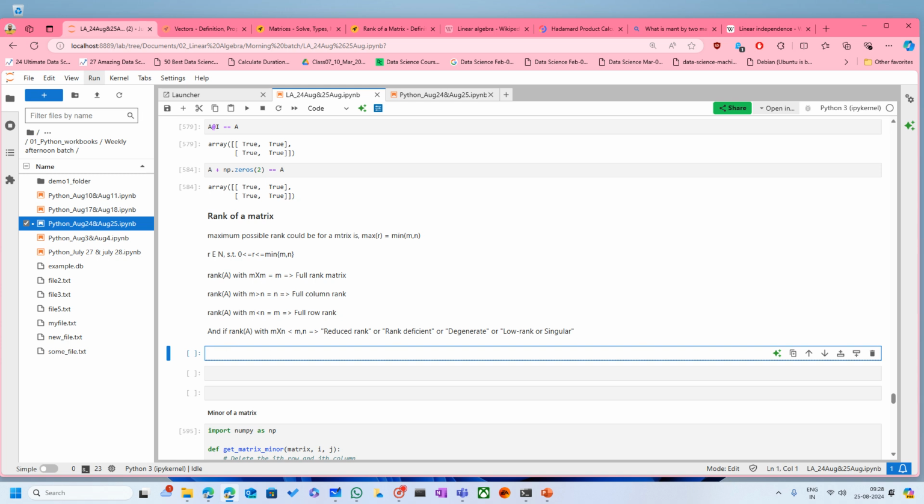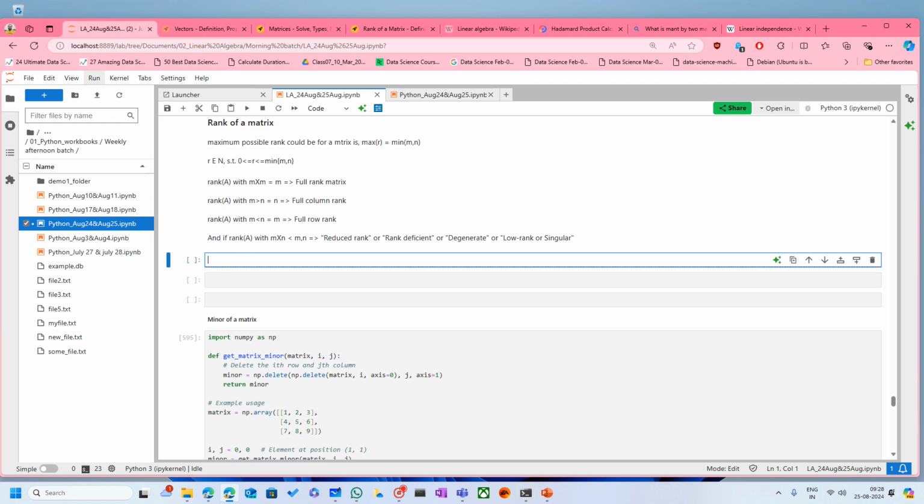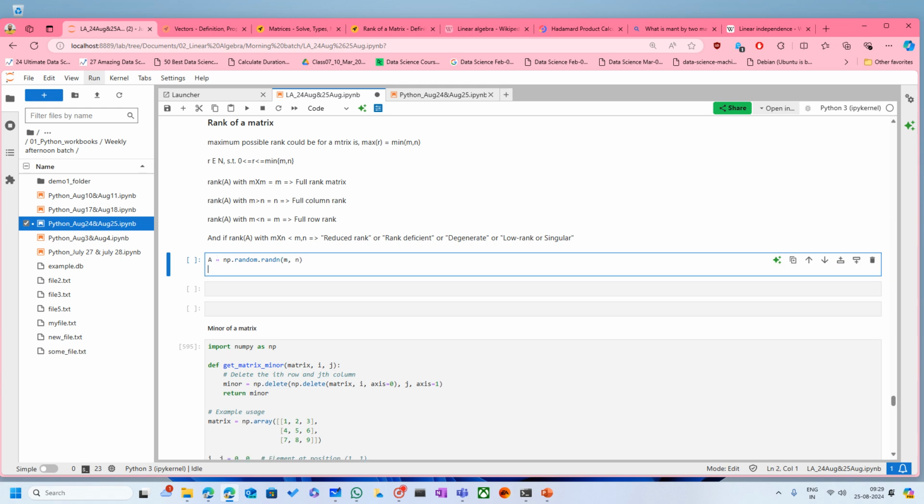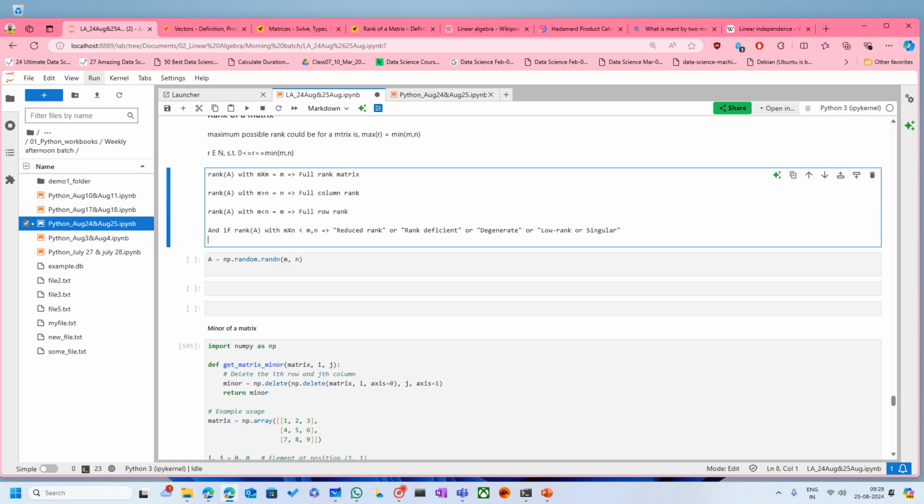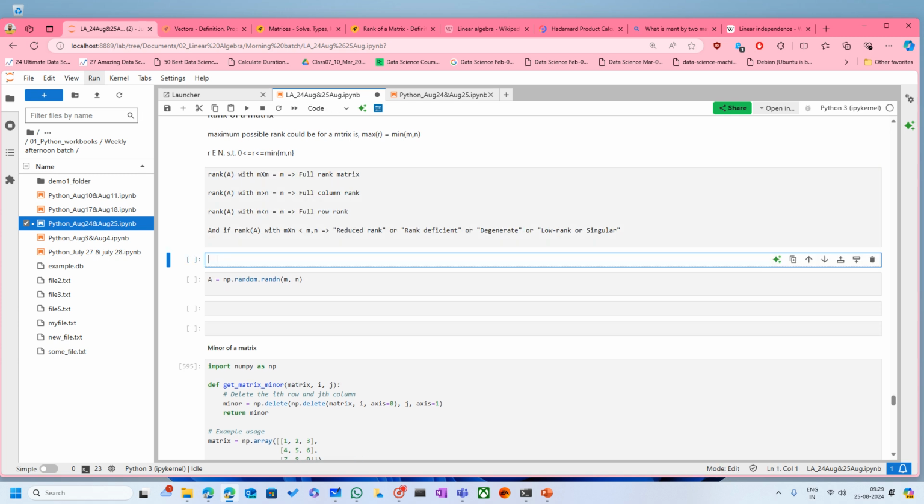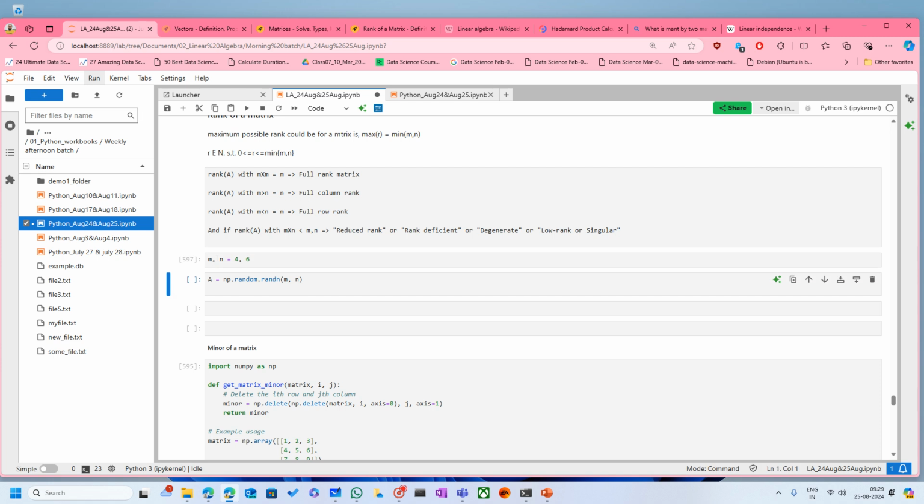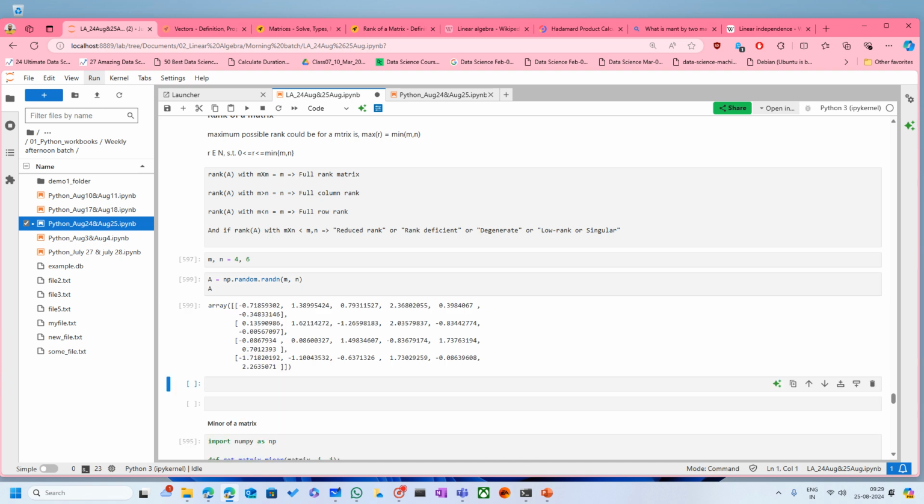Once you calculate the rank, let me show this with an example. np dot random dot randn. Let me take m and n. We will vary the values of m and n accordingly. First, let's set the value of m comma n. M comma n is equal to 4 comma 6. Initially we will consider this, and this is our a. If you print, you will get a.